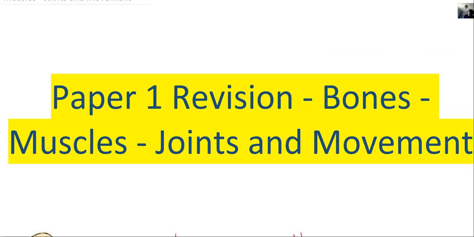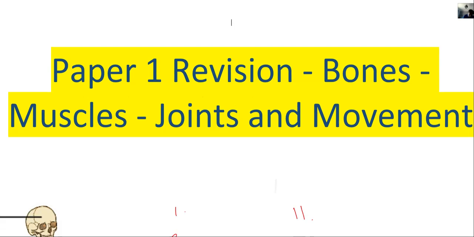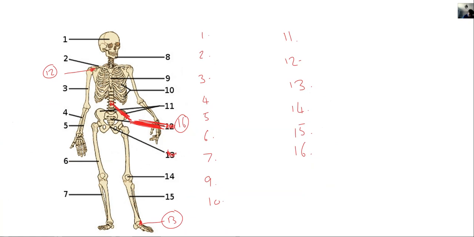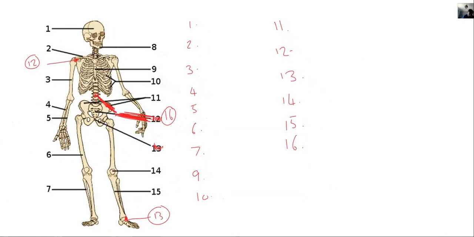Right chaps, let's get started with the first task then. On the screen is about to appear the bones of the body, or a skeleton for you to name. There are 16 bones that I want you to name. I know there's some crudely drawn arrows on there. Okay, let's go straight away. 2 minutes, off you go. I will put some hints on the screen after the first minute, but just work your way through the different bones of the body.